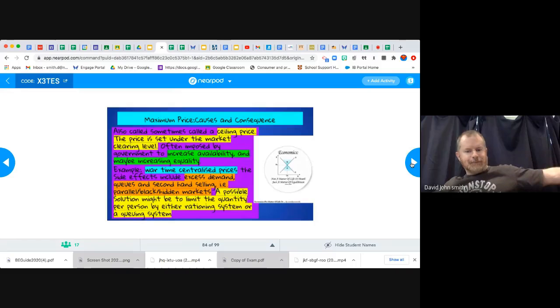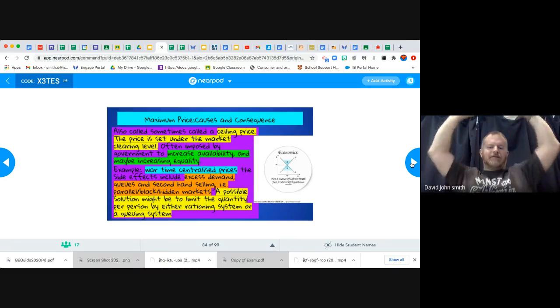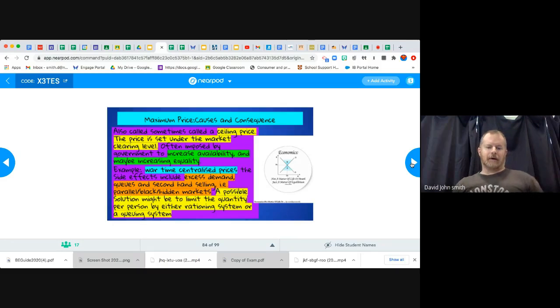And now we have one of our first government interventions. Oh, here it is. All right, you will be familiar with this. It is a maximum price. There are going to be lots of causes of this, and there are going to be consequences. Sometimes the maximum price is called a ceiling price, with the idea being that you can't go above the ceiling. So the price is set there.